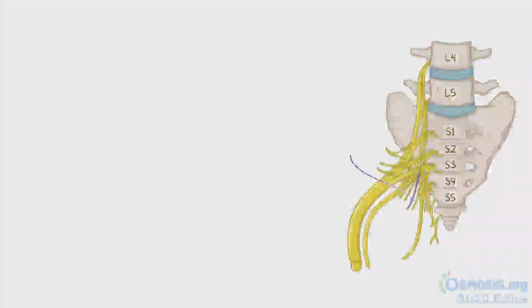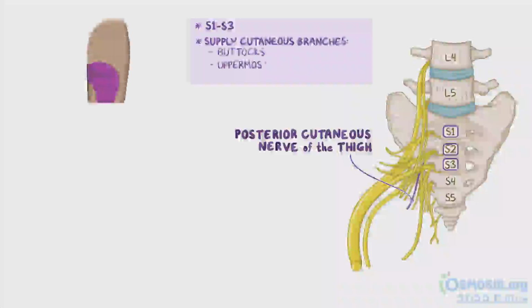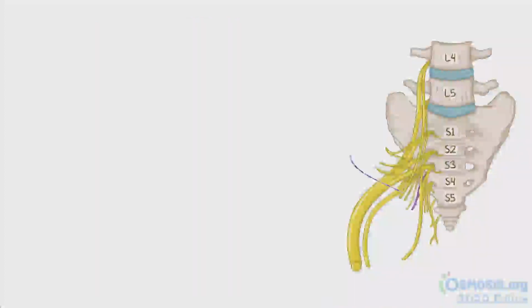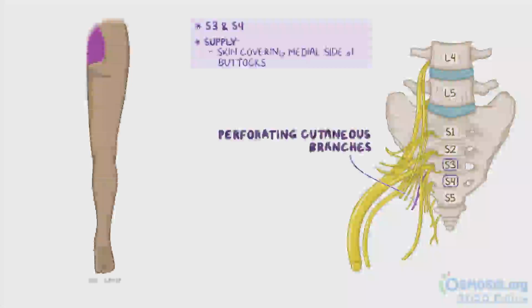Finally, the sacral plexus gives off the posterior cutaneous nerve of the thigh and perforating cutaneous branches. And we're saying just the sacral plexus here, because only sacral nerves S1 through S4 contribute to these branches. So, the posterior cutaneous nerve of the thigh arises from S1 to S3 and supplies cutaneous branches to the buttocks and uppermost medial and posterior sides of the thigh. The perforating cutaneous branches, on the other hand, arise from S3 and S4 to supply the skin covering the medial side of the buttocks.